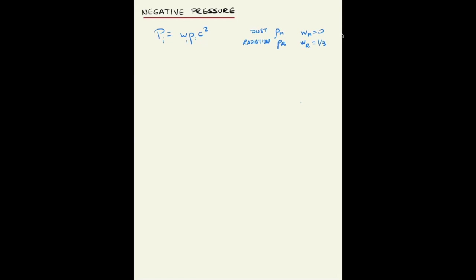We want a fluid that has negative pressure. That means that w must be equal to -1. Let's give this component the subscript capital lambda, and the w is equal to -1. This fluid, which we're going to call dark energy, then has this equation of state, P equals minus rho c squared. Now, from the fluid equation, we can learn something about the density of this fluid.